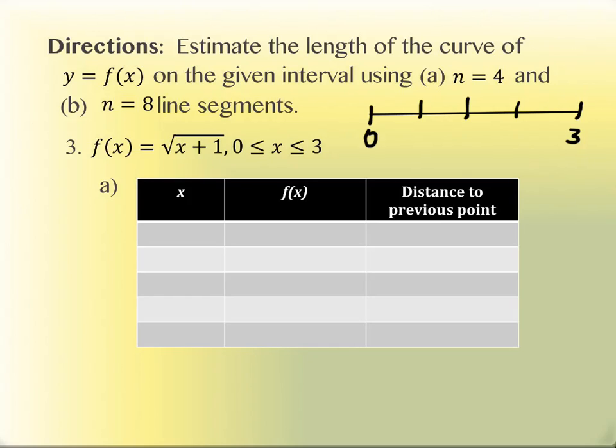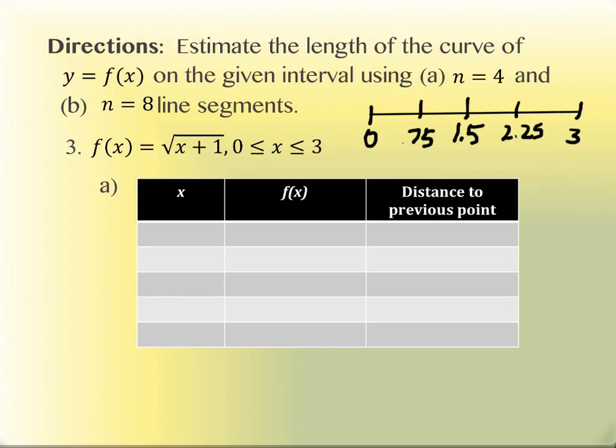If I split it in half, what's the halfway point between 0 and 3? 1.5, good. And then what's the halfway point between 0 and 1.5? 0.75, very good. And then what about between 1.5 and 3? 2.25, you guys are on target today, excellent. All right, so these are the 5 x values that are going to go into our table.